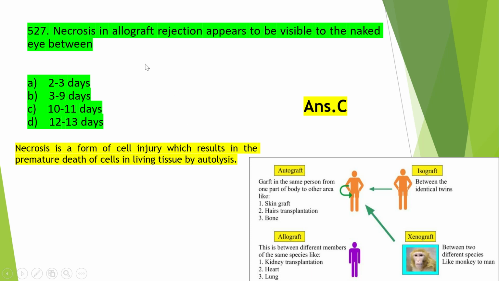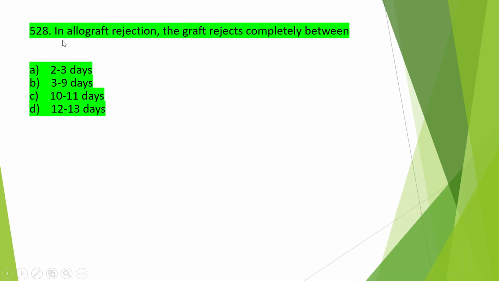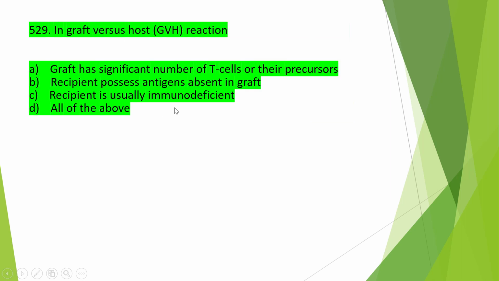Okay, so let's move on to question number 528, that is in allograft rejection the graft rejects completely between option A, 2 to 3 days, option B, 3 to 9 days, option C, 10 to 11 days, or option D, 12 to 13 days. And the right one is option D, that is 12 to 13 days. So in allograft rejection, the graft rejects completely between 12 to 13 days.